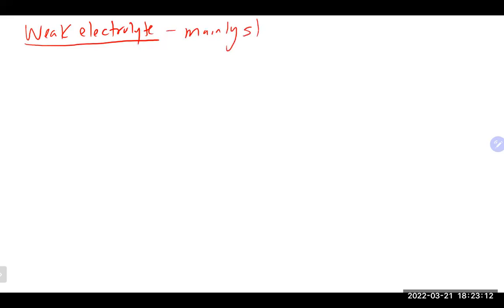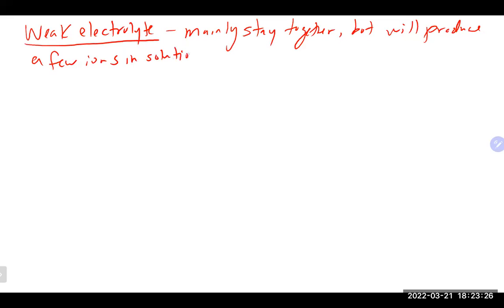Now, there's another type of electrolyte, which is a weak electrolyte. A weak electrolyte, unlike a strong electrolyte, will mainly stay together, but will produce a few ions in solution. Because it's able to produce a few ions in solution, not as much as a strong electrolyte, which 100% breaks apart into ions, it is still able to conduct electricity.